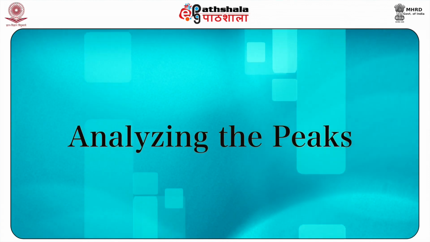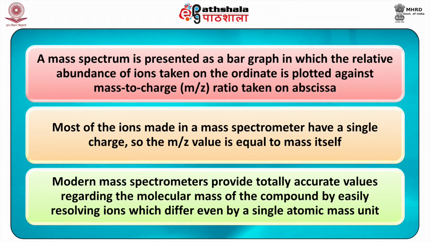Now we will learn about the interpretation of mass spectra. Analyzing the peaks. A mass spectrum is presented as a bar graph in which the relative abundance of ions, taken on the ordinate, is plotted against mass to charge ratio, taken on the abscissa. Most of the ions made in a mass spectrometer have a single charge, so the m/z value is equal to mass itself. Modern mass spectrometers provide totally accurate values regarding the molecular mass of the compound by easily resolving ions which differ even by a single atomic mass unit.